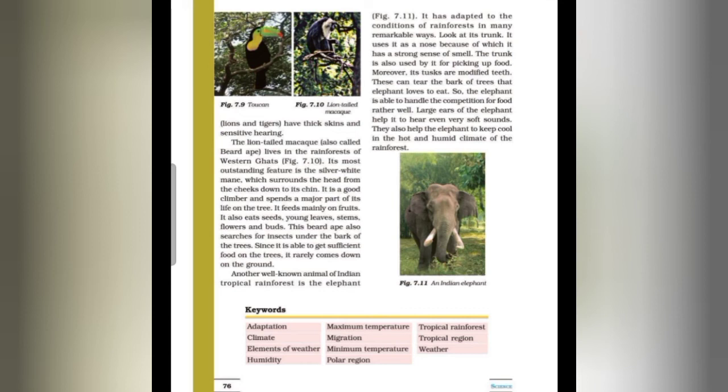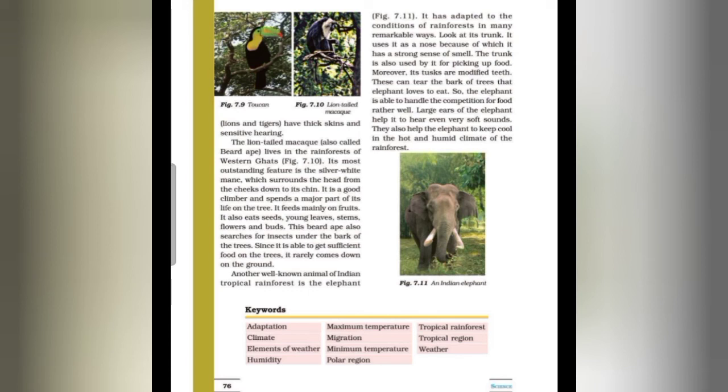So what about the adaptations of this animal? An elephant is a very large animal of Indian tropical rainforest. It can live and survive in the tropical rainforest due to many adaptations, like the trunk of an elephant is basically an elongated nose. The trunk helps the elephant in many ways.